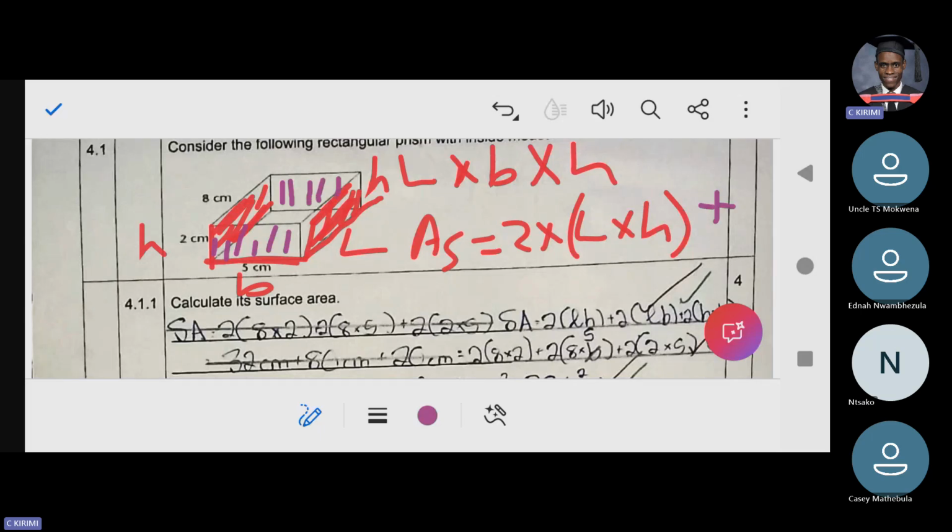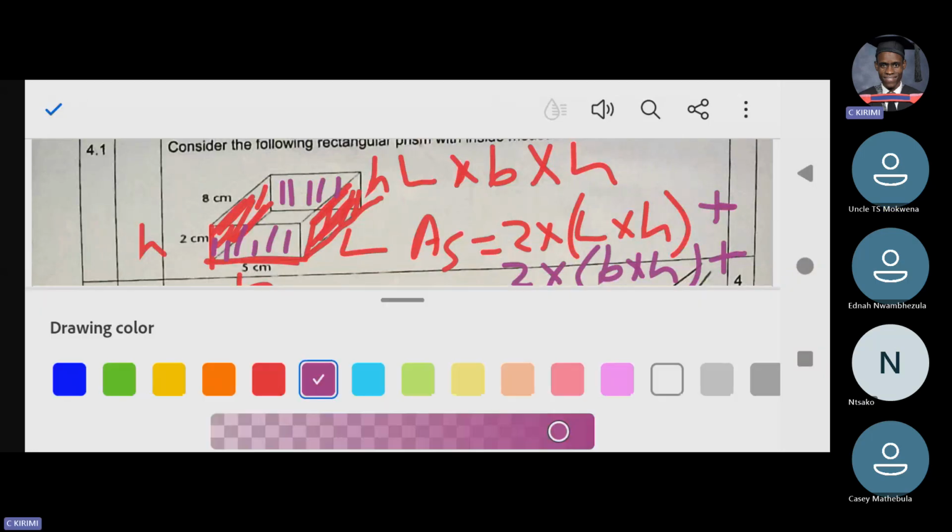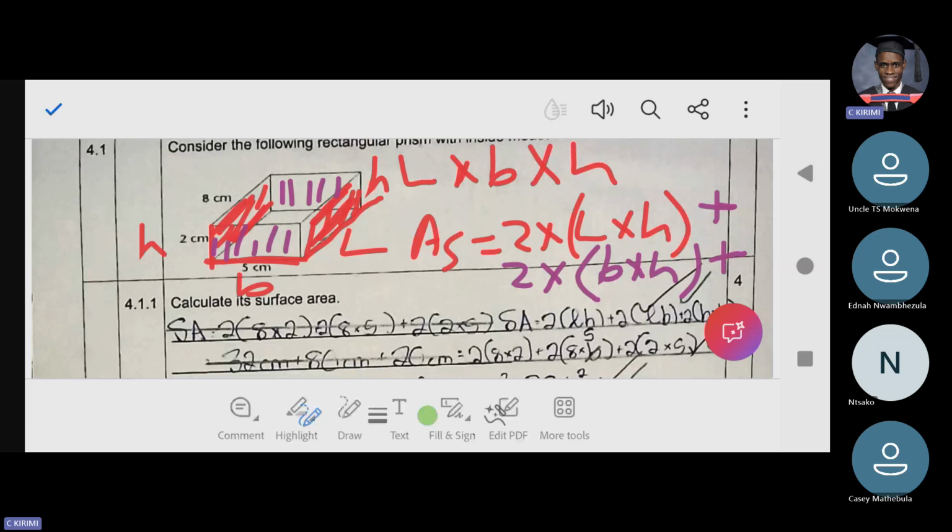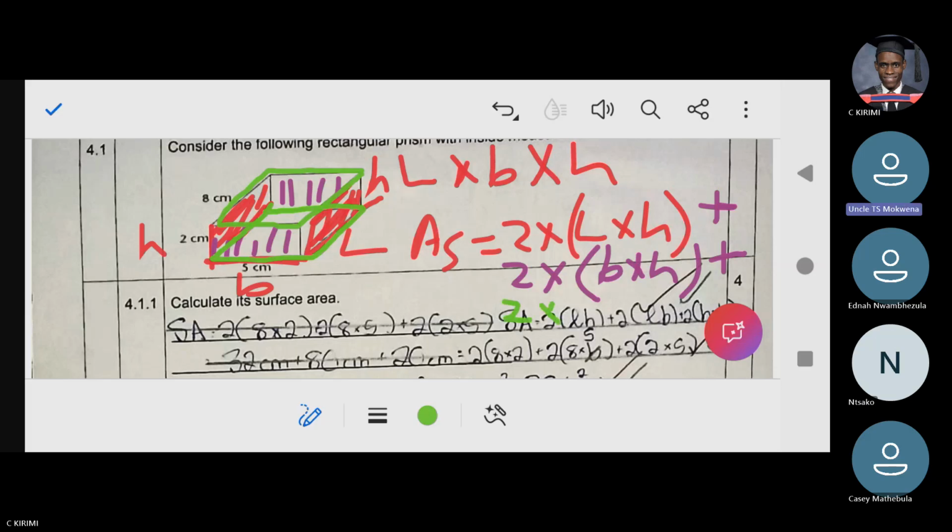So we are going to say plus 2 times the breadth times the height. Then plus again. What is left now is the top face and the bottom face. For the top face, I'm going to multiply the breadth times the length. Because there are two faces, the top and the bottom face, that's why I'm multiplying by 2. So plus 2 times my breadth times the length.